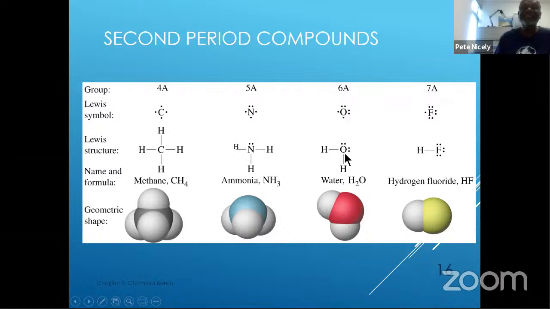And then the next in this series, you have water, which has 2 bonding pairs and 2 lone pairs around the oxygen. And finally, in the case of hydrogen fluoride, you have 1 bonding pair and 3 lone pairs of electrons around the fluorine.